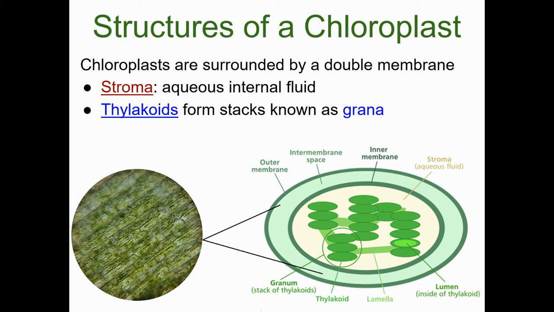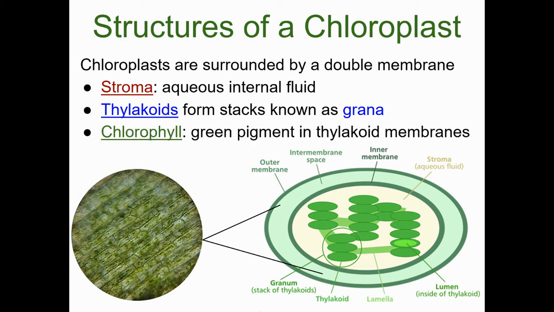Now inside each thylakoid is the lumen, which you can see in that image on the bottom right. And we're going to talk about what can happen in there in a little bit. Now there's this beautiful green color because of chlorophyll. So chlorophyll is a pigment that is in the thylakoid membranes, and we're going to delve into the importance of pigments, how pigments interact with light, and also what they do for photosynthesis.